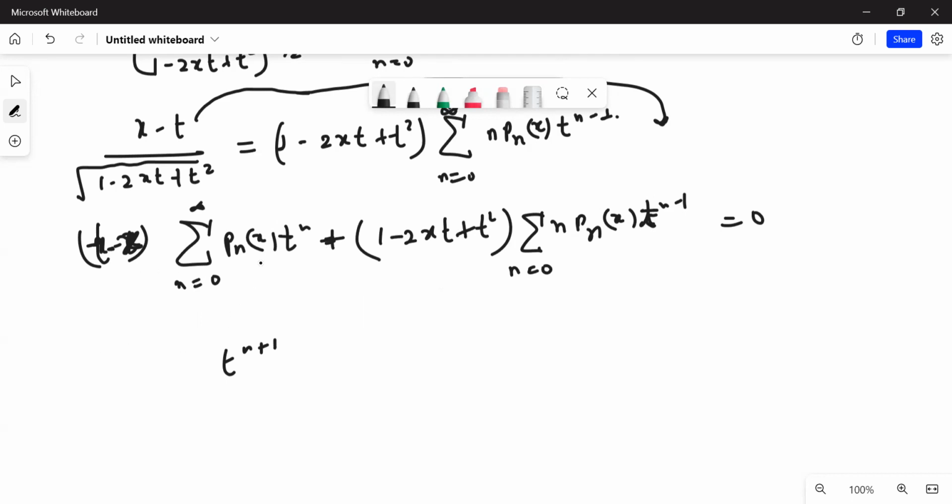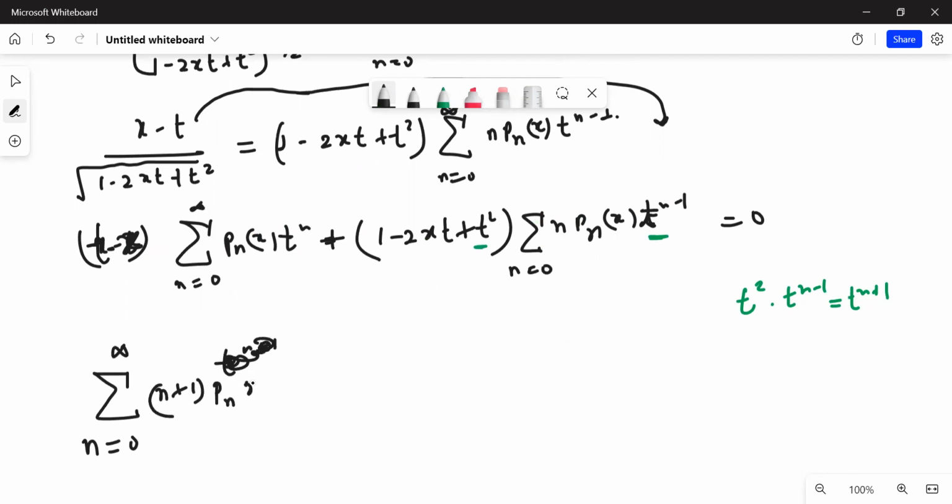Let me explain what I am trying to say. Just see, if this t square multiplies with t power n minus 1, this will yield you t power n plus 1. So here you will get t power n plus 1, and there is n also here. And here also you will get t power n plus 1. So effectively, I can write summation n equal to 0 to infinity of n plus 1 Pn(x) t power n plus 1.